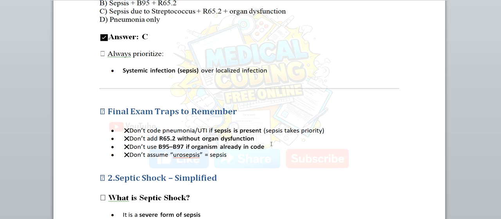Okay. Final exam traps to remember. Don't call pneumonia the principal diagnosis if sepsis is present. Sepsis takes priority. Don't add R65.2 without organ dysfunction. Don't use B95, B97 if organisms are already included. Don't assume urosepsis means sepsis; query the provider.